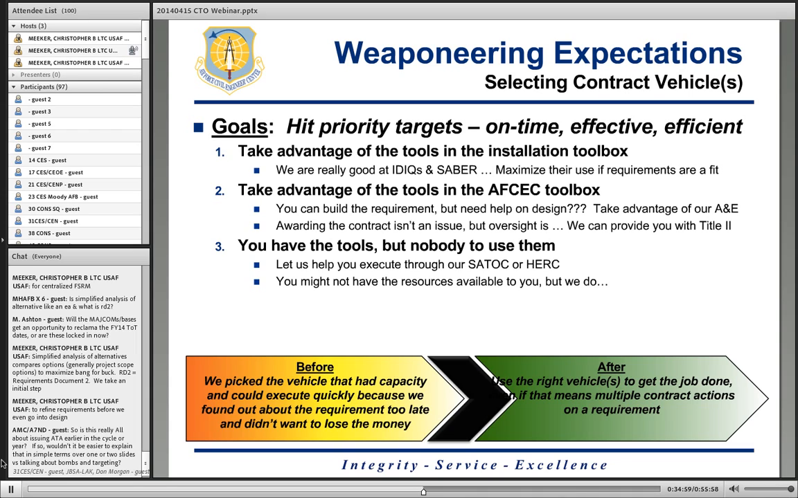And you probably see a theme through all of this. It's all about front-end planning, teaming up with contracting, teaming up with us here at AFCEC and AFICA, but teaming up on the front end to lay out the expectations, to lay out the process of how we're going to execute our requirements, and that makes the execution of it easy.